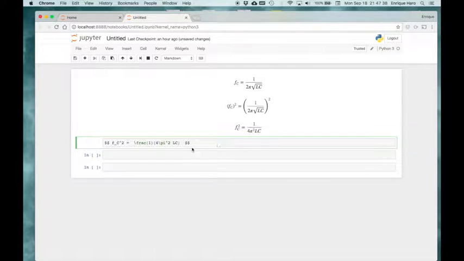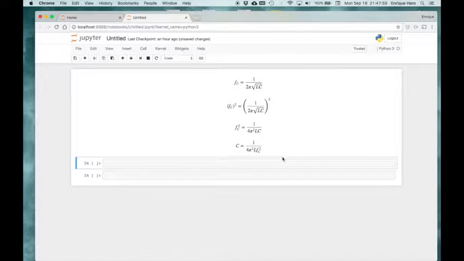So let's do that. Basically we're swapping C by frequency square, and here with the capacitor. So this is the formula that we're going to use. The capacitor will be equal to 1 over 4 times pi square times L times center frequency square.